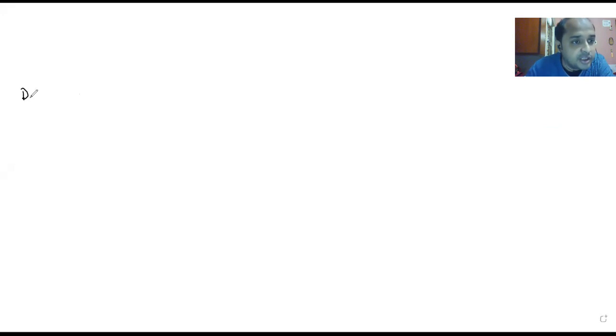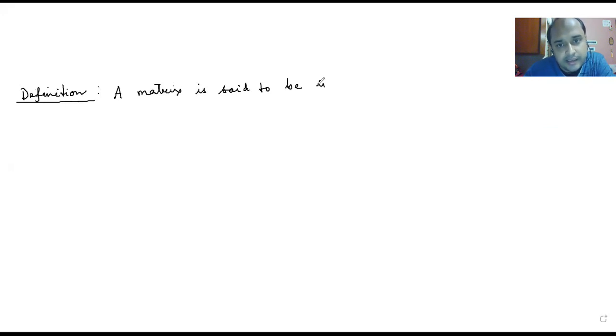Anyways, the definition goes like this. A matrix is said to be in reduced row echelon form if the following conditions are satisfied.